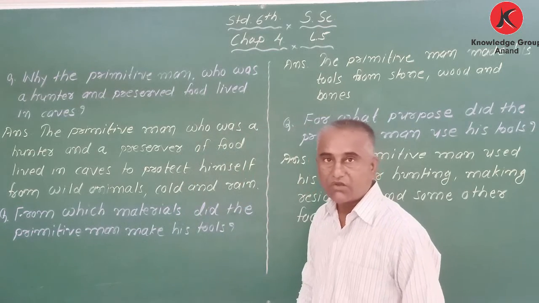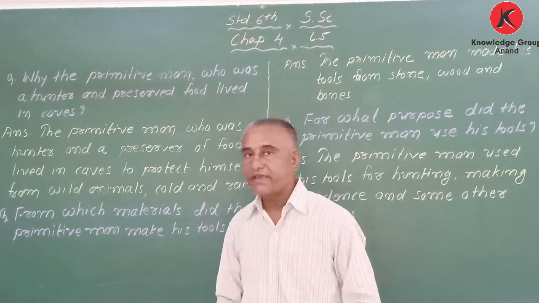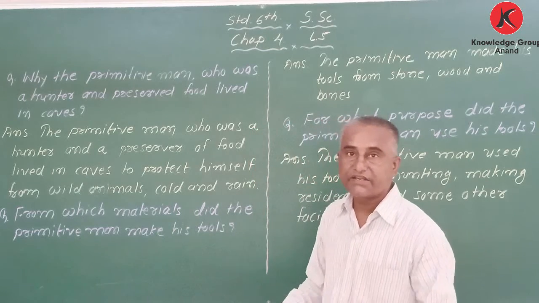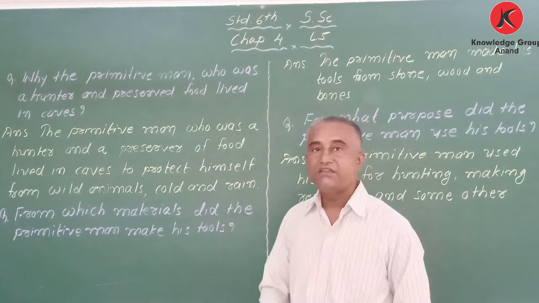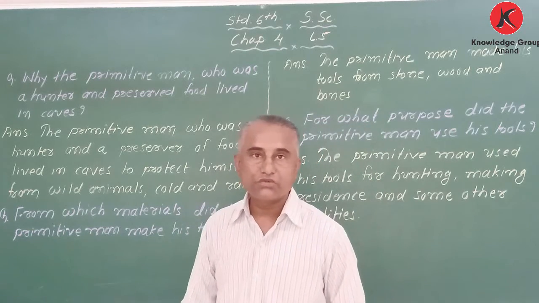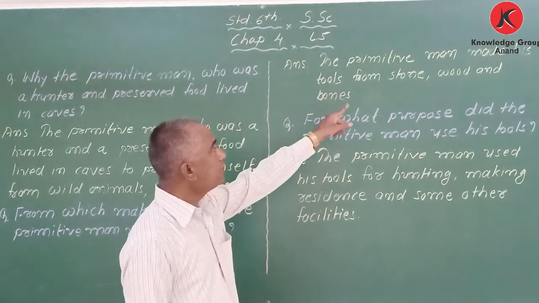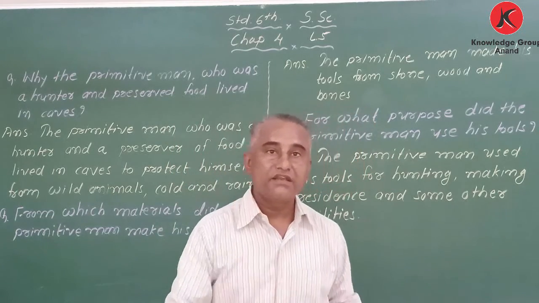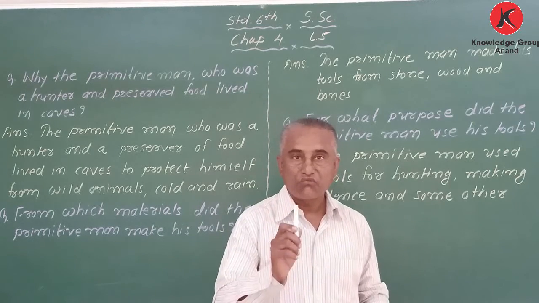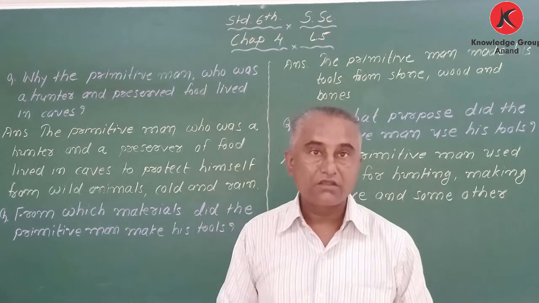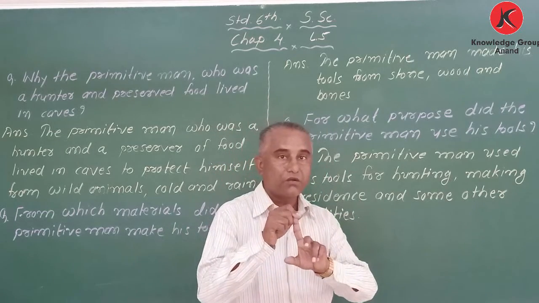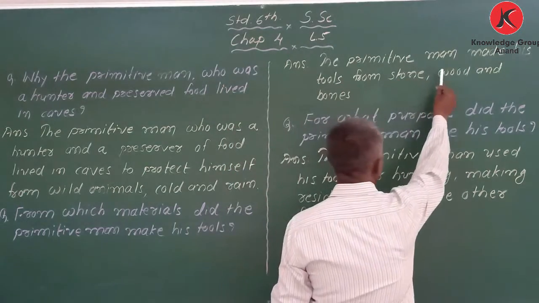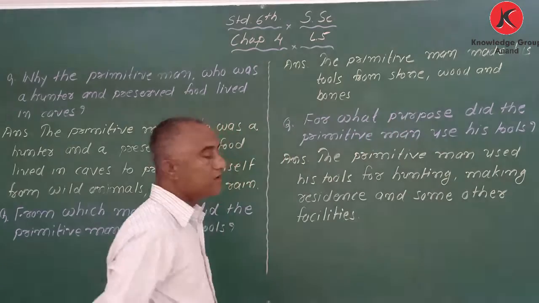Now next question. From which material did the primitive man make his tools? We know he was making tools. Okay, so from which material? Now the answer is here. The primitive man made his tools from stones, wood, and bones. Once again, from which material? From stone, wood, and bones. Got it?